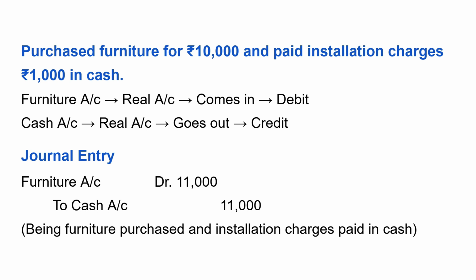Furniture is a fixed asset, so it is a real account. And installation charges are necessary to bring the asset into use, so they are added to the asset value. And cash is paid, so cash goes out of the business.